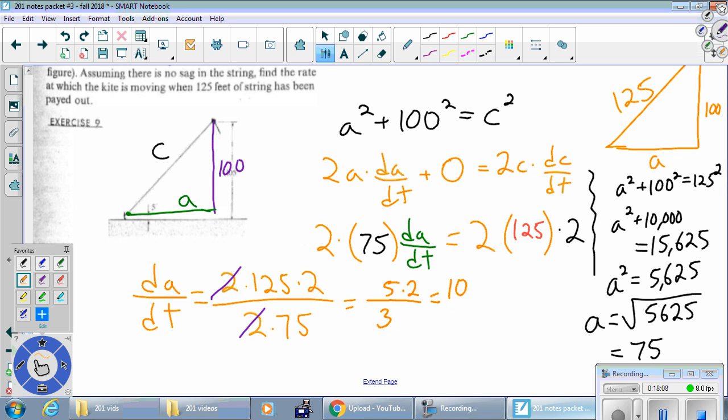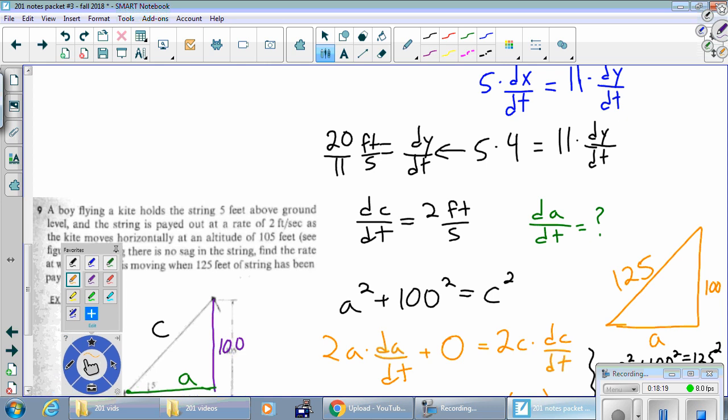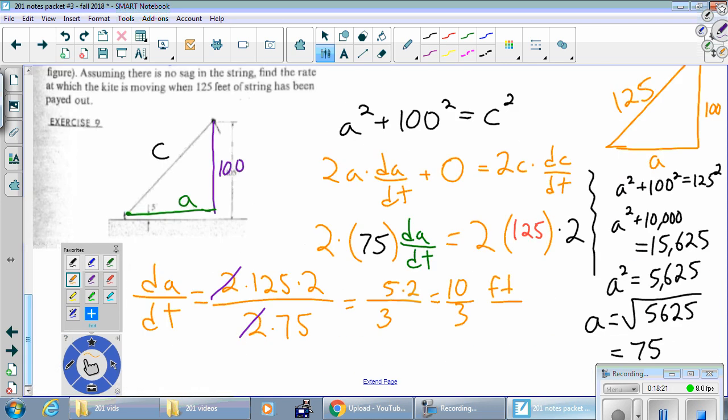So 10/3, and the units here were feet per something. Feet per second. Okay, so 10/3 feet per second is the rate at which the kite is moving at that one moment in time.